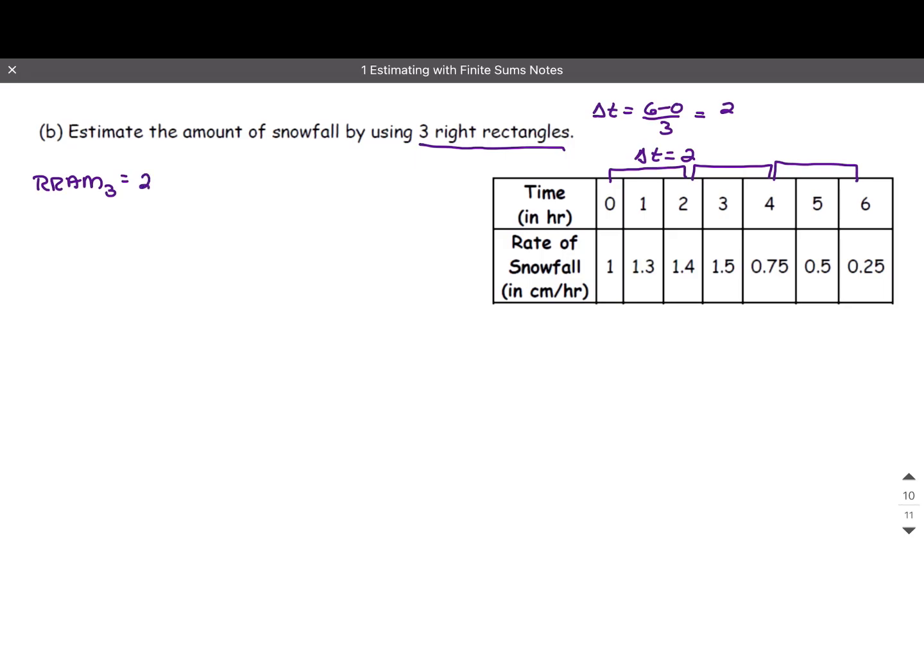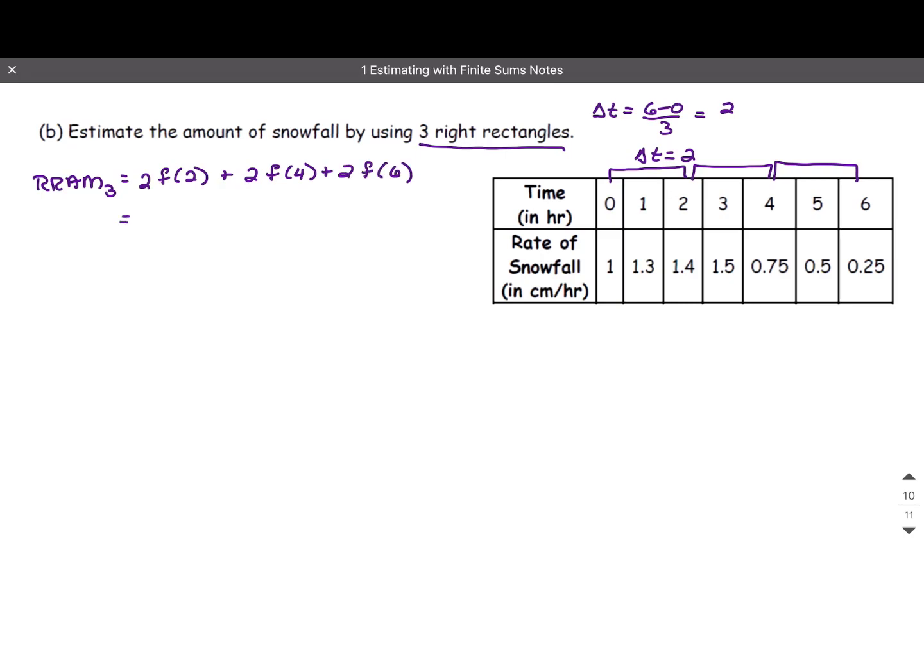So the base is 2, but from 0 to 2, 2 is on the right, so we're going to use f of 2 to find the height. From 2 to 4, the change in t, or the base, is 2, but 4 is on the right, so we're going to use f of 4 to find the height of the rectangle. From 4 to 6, the change in the x's is 2, and 6 is on the right, so we're going to use that.